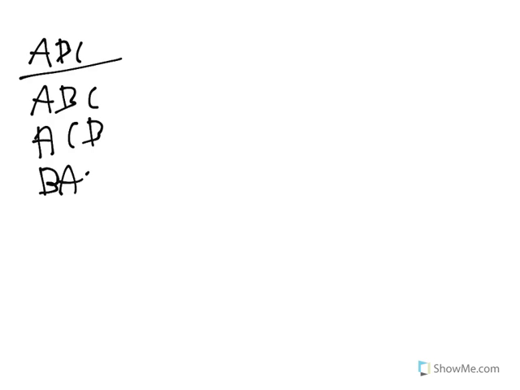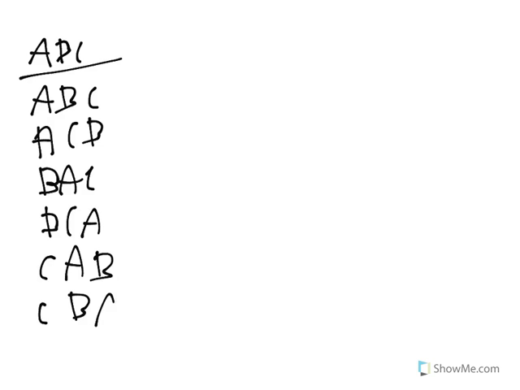If I take the letters A, B, and C, I can rearrange them 6 ways. Those are arrangements. Of those 6 ways, most of them have something still in its original spot, like ABC has the A in the first spot, ACB has A in the first spot, CBA has B in the second spot, BAC has C in the third spot.